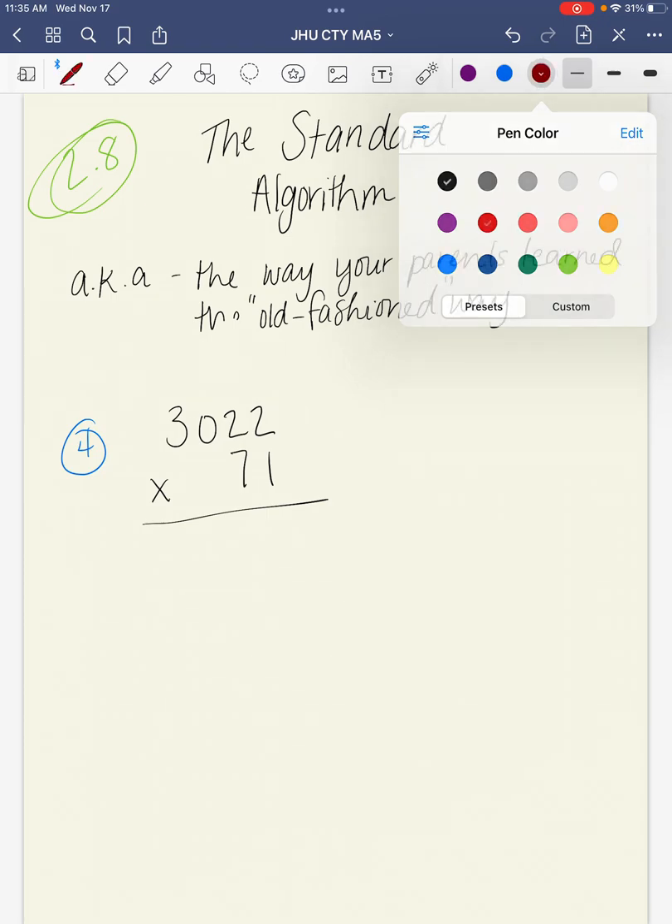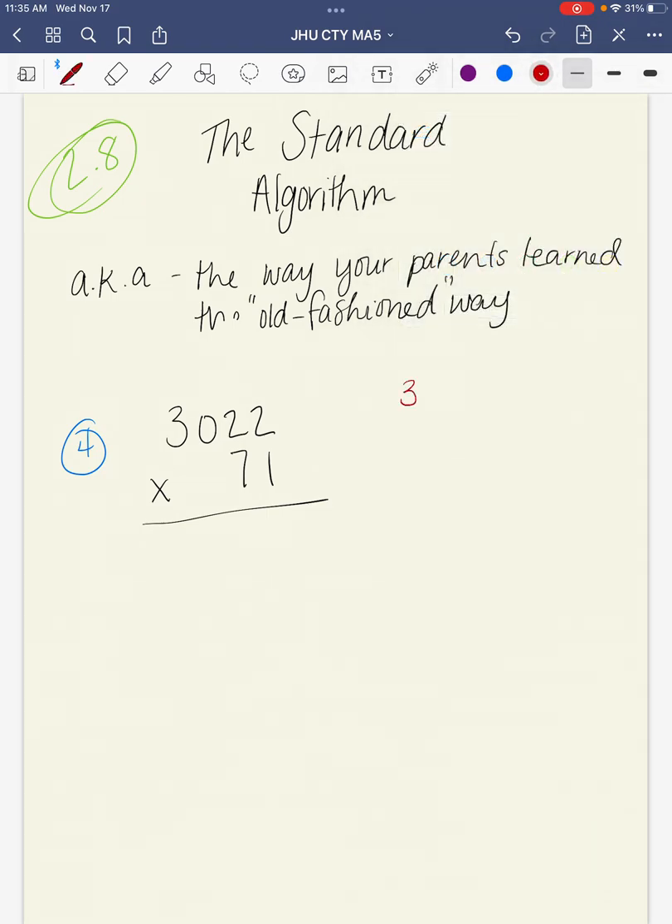Because I was just thinking, I'll show you my thinking here, that 3022 is about 3,000, and 71 is about 70. And I know that 3 times 7 is 21, and then I just have to add my zeros, so that's 1, 2, 3, 4. So my final answer should be about 210,000, roughly. Again, it's going to be a little different than that, but still should be in that ballpark.